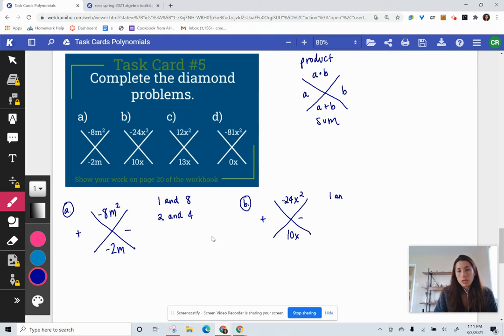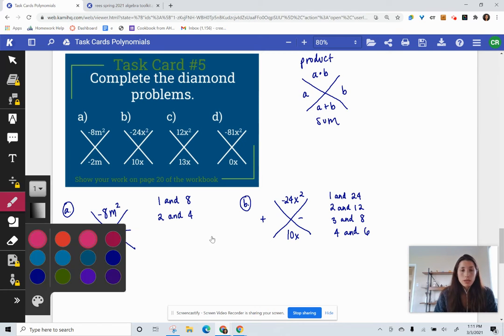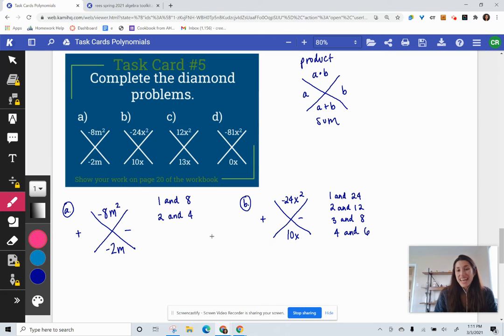So that'd be 1 and 24. Could I add or subtract those in any way to make 10? What about 2 and 12 would be a factor of 24? What about 3 and 8 would be a factors of, or would multiply to make 24? And then 4 and 6, and those are going to be all of the options. So we need to know which of these can we place into the diamond to give us the sum of 10.